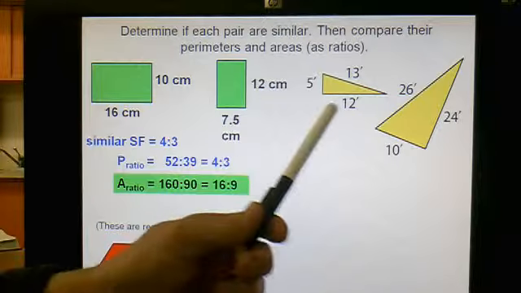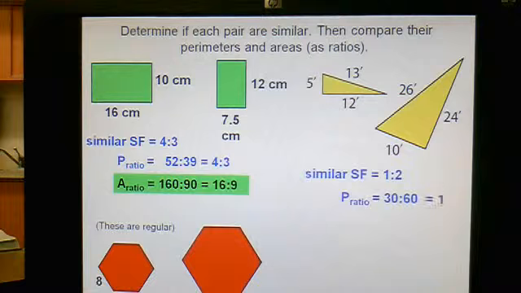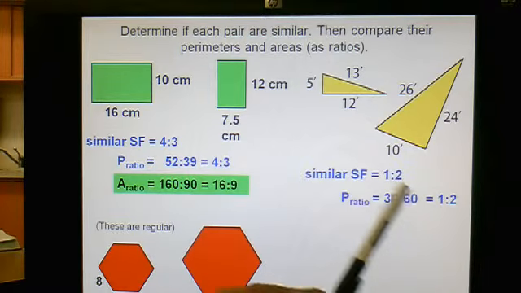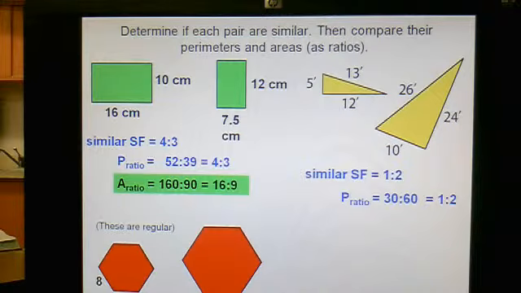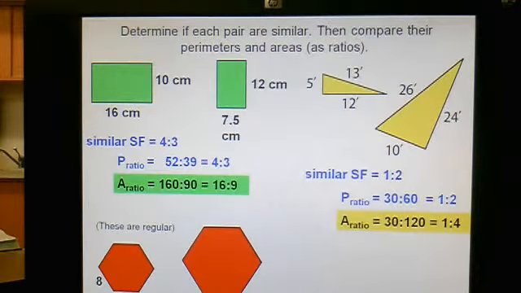So try the same thing for the triangles. Match up your parts. Might want to pause again. Come up with a 1:2 scale factor or a 2:1 scale. You calculate the perimeters. I think they end up being 30 and 60, which coincidentally, interestingly, is also 1:2. You find their areas. This one's area ends up being 30. This one's area ends up being 120. And if you divide both of those by 30, you get to a 1:4 ratio for areas.